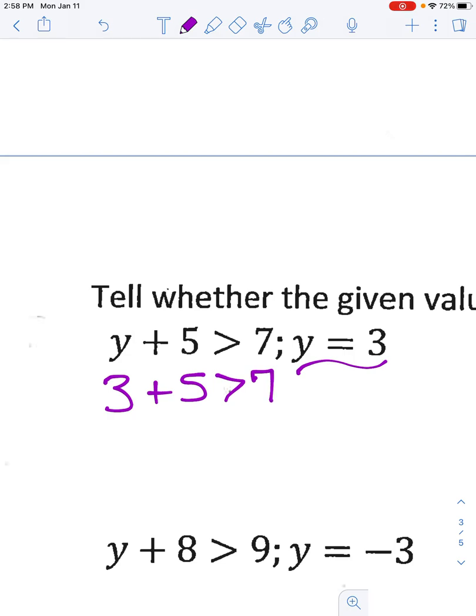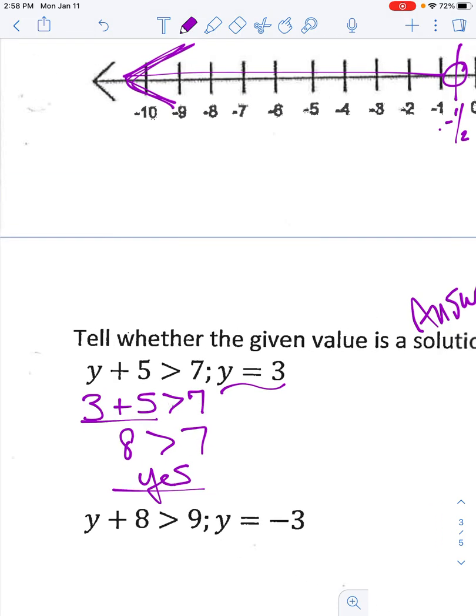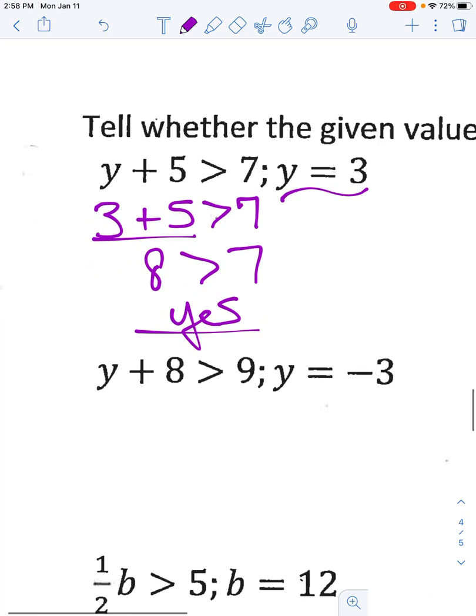We're going to plug in 3 for y, and we're only substituting on line 2. You're not doing this in your head. You're substituting. You're showing me your work. You're going to solve. 3 plus 5 is 8. Bring down your inequality. Is 8 greater than 7? Yes, it is. So you're going to write yes.